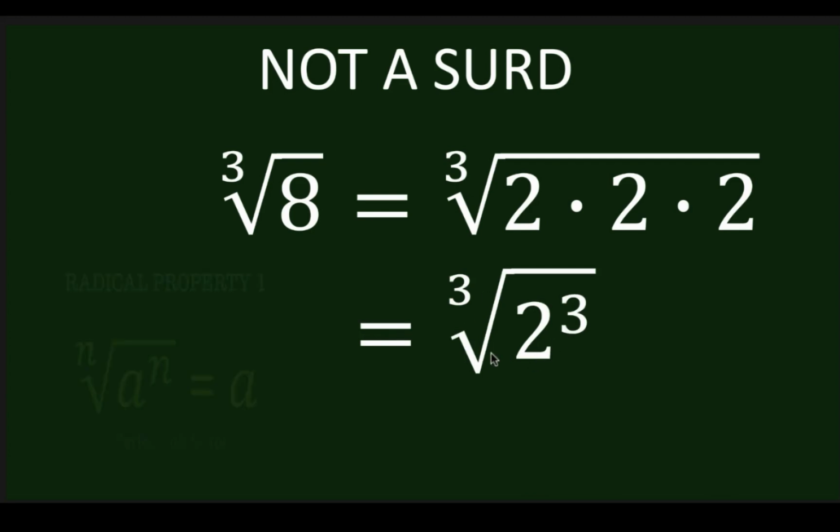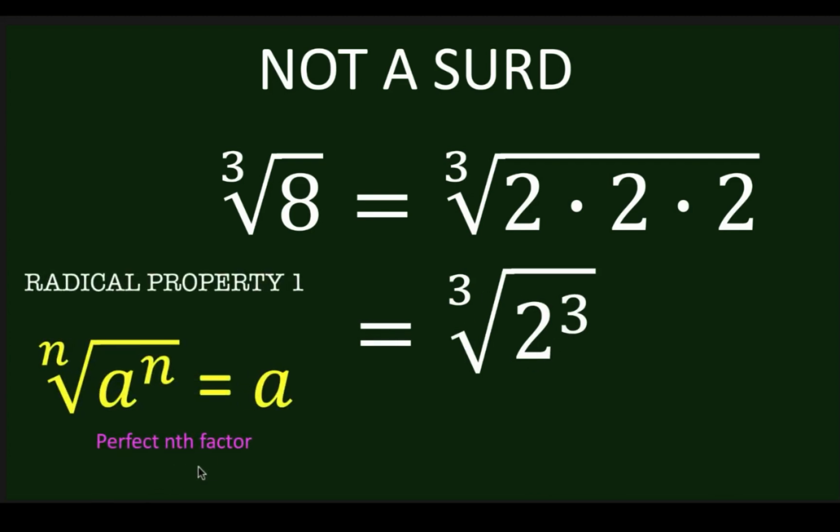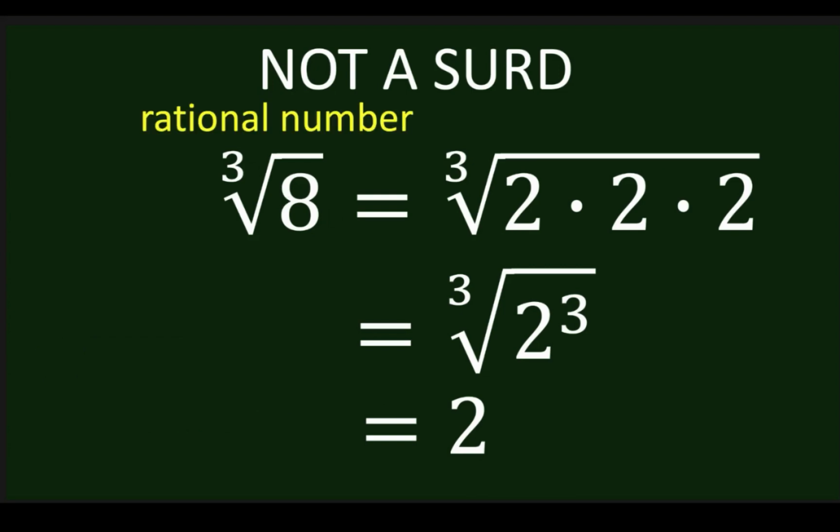This form is called a perfect nth factor, where the index of the radical and the exponent of the radicand are the same. It is equivalent to the fractional exponent 2 raised to 3 over 3. We can divide 3 by 3 to get 1, and the result is just the base. So the result is 2 raised to 1, or simply 2. The cube root of 8 can be simplified as 2, and 2 is a rational number. Therefore, the cube root of 8 is a rational number and it is not a surd.